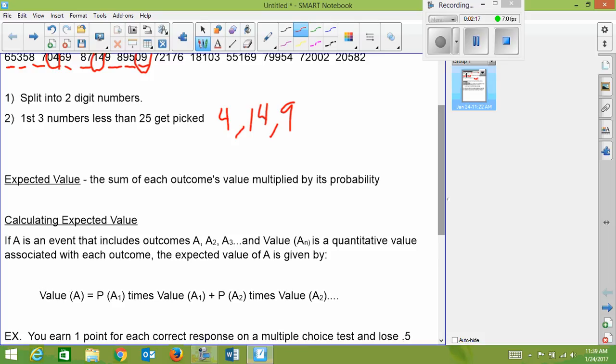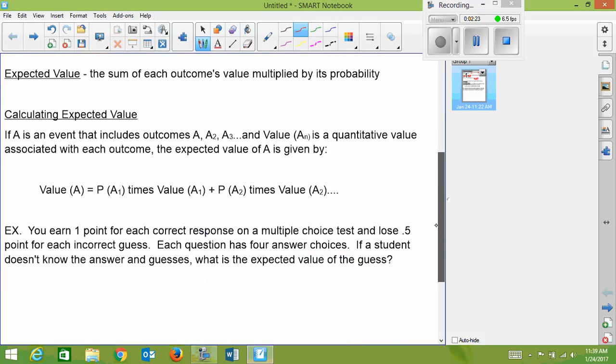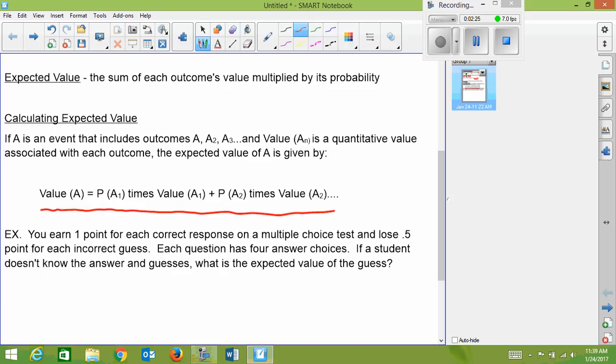And so I have an example here to calculate expected value. To do that, I have a little formula here. It says if A is an event that includes outcomes A1, A2, A3, and value A to the n, whichever that might be, it has to be a quantitative value associated with each outcome, the expected value of A is given by the probability of A1 times the value of A1 plus the probability of A2 times the value of A2, and on and on, depending how many different values you have. Okay?